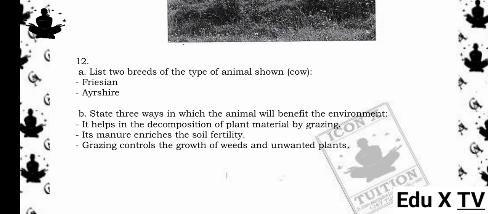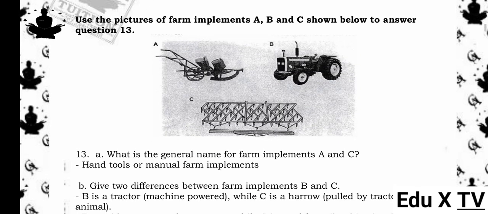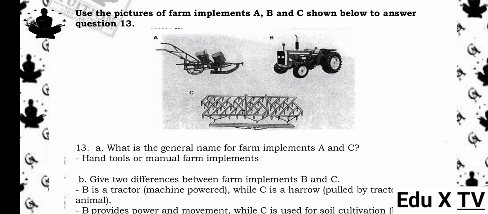Use the pictures of farm implements A, B and C shown below to answer question 13. 13. A. What is the general name for farm implements A and C? Hand tools or manual farm implements. B. Give 2 differences between farm implements B and C.